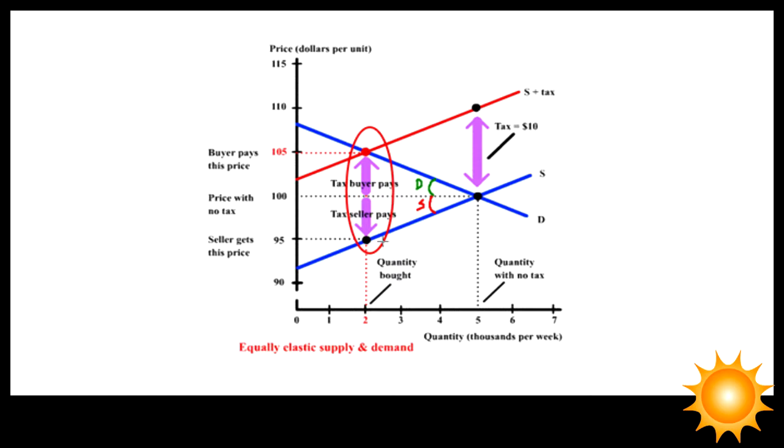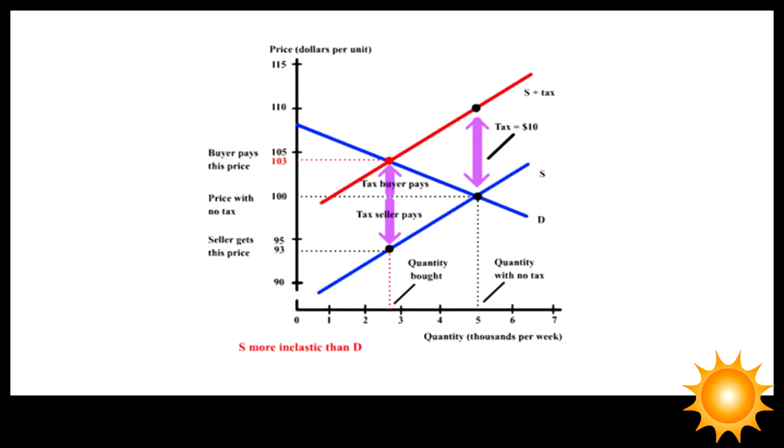If the absolute slopes of the supply and demand curves are not identical, the relative shares of the per unit sales tax will not be equal. Here, supply is more inelastic than demand. This angle measures the slope of the supply curve. This angle measures the slope of the demand curve.